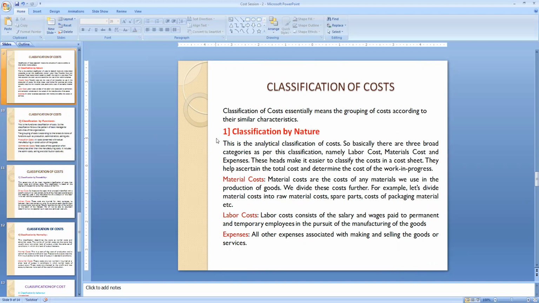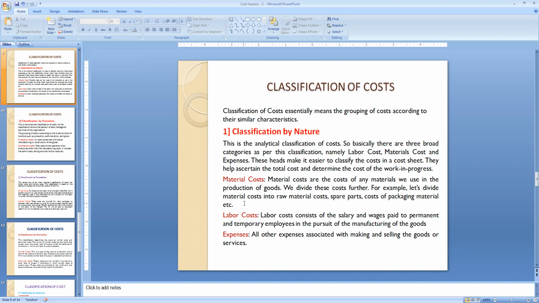Let us see the first category, that is classification by nature, or classification by the elements of cost. We know that primarily costs are classified according to the factors upon which they are incurred. Here, the cost can be classified into three broad categories: material, labor, and expenses. Let us see what this material cost is.